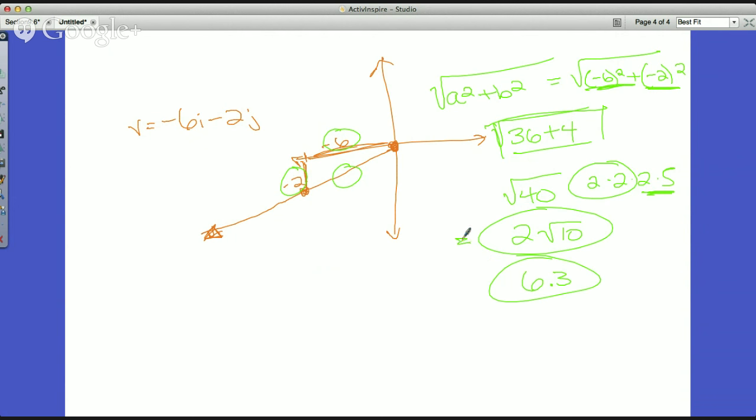Okay. Remember too, if you see a vector like this with 2 lines around it, that means the magnitude of our vector here. So that's what that refers to. Just be careful. That's something that's easy to forget.